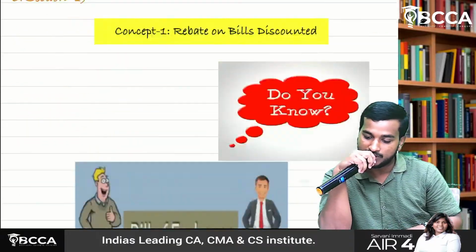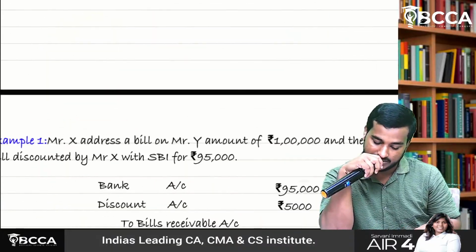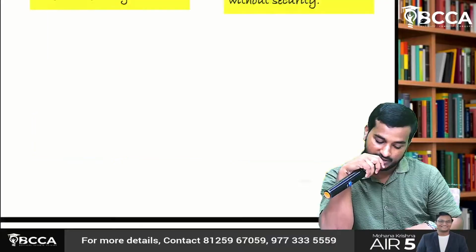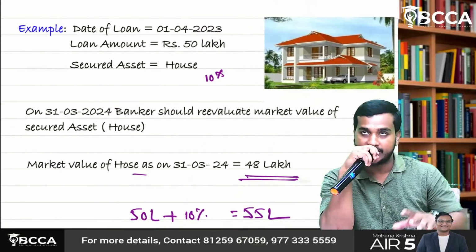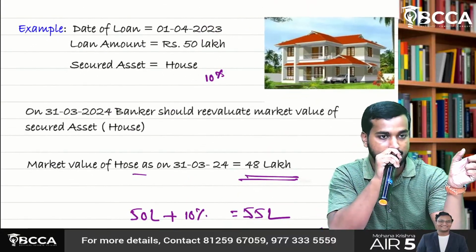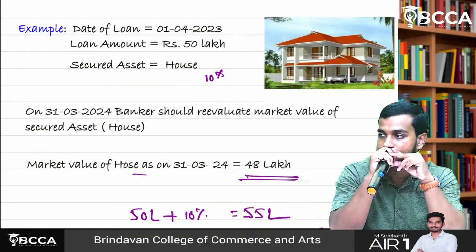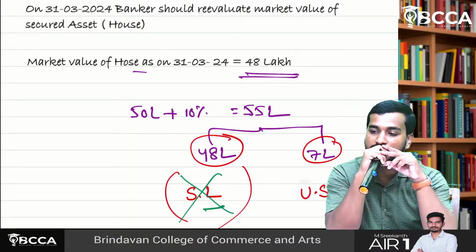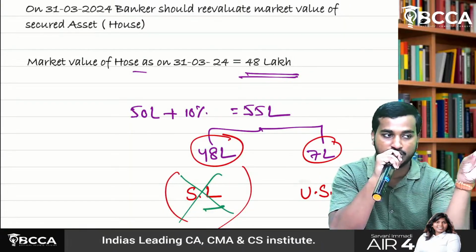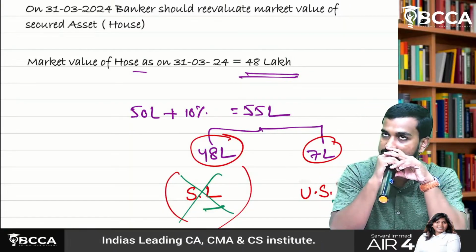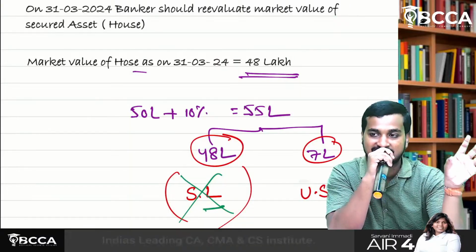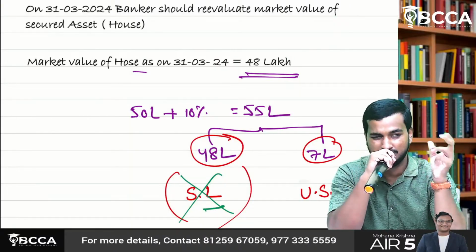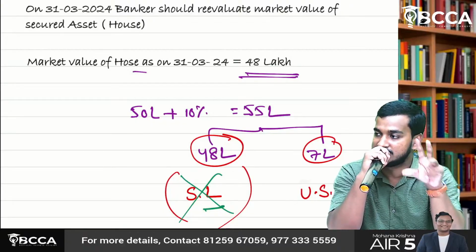So in this concept, the question will be like this. They will give you some date of loan and loan amount. They will give you some security. At the balance sheet date, they will give you the revalued figure. So you have to tell how much is secured and how much is unsecured. The same question is there in our material, but with a small change.